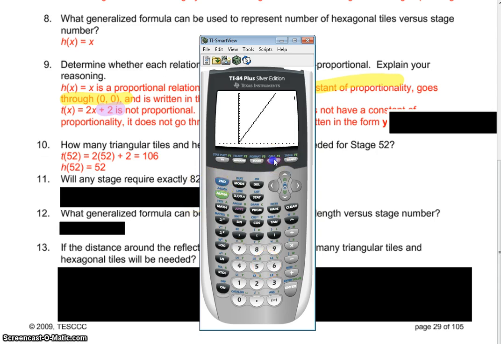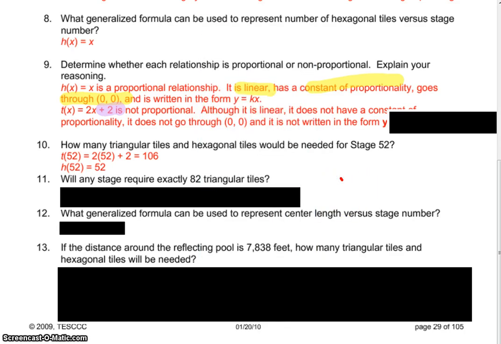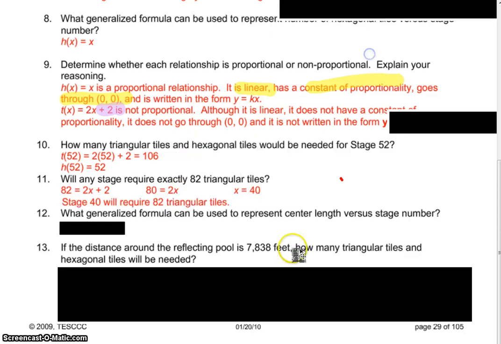Second calc. Actually, let's just go zoom 3 for out and hit enter until I can see both of my lines. Go ahead and enter again because I still just see one. Now I can see them both. So second calc 5, enter, enter, enter, and I get 40. So your answer here is yes. At stage 40, it's going to require exactly 82.